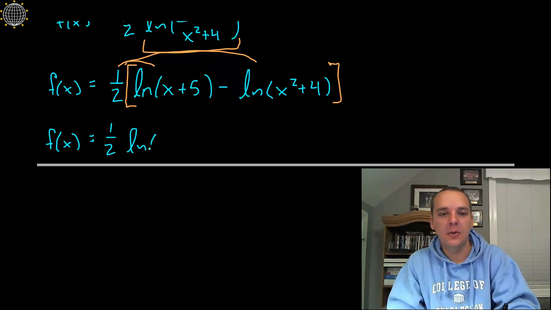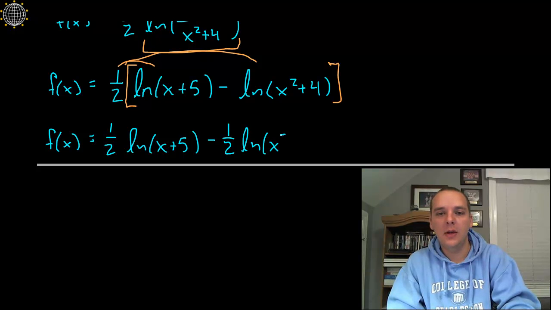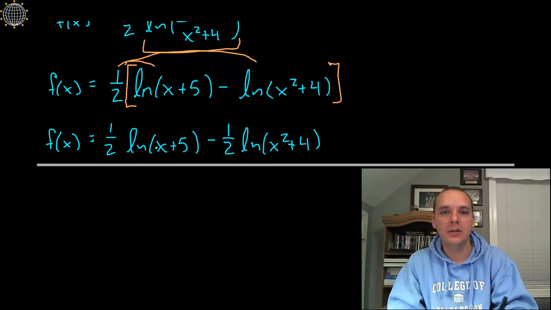I'll try to write this kind of quickly here. Natural log of (x plus 5), then minus 1/2 natural log of (x squared plus 4). And now we're good to go. We have individual terms with constant coefficients, just simple log functions. So I think I am ready to take a derivative.